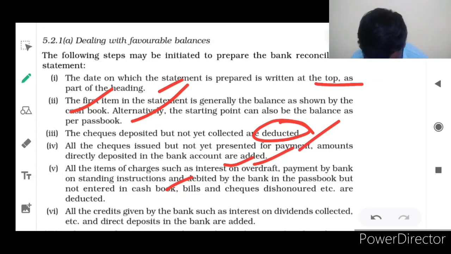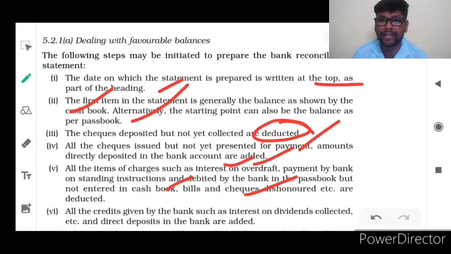Then bills and checks dishonored. So the bills you generated that are dishonored, and the checks you asked to be discounted, the checks that are dishonored. Bills receivable, bills payable, and third party bills, everything will be dealt with in chapter number 9. I already taught you about this somewhat in our previous video about bills of exchange. Okay, you refer to that.